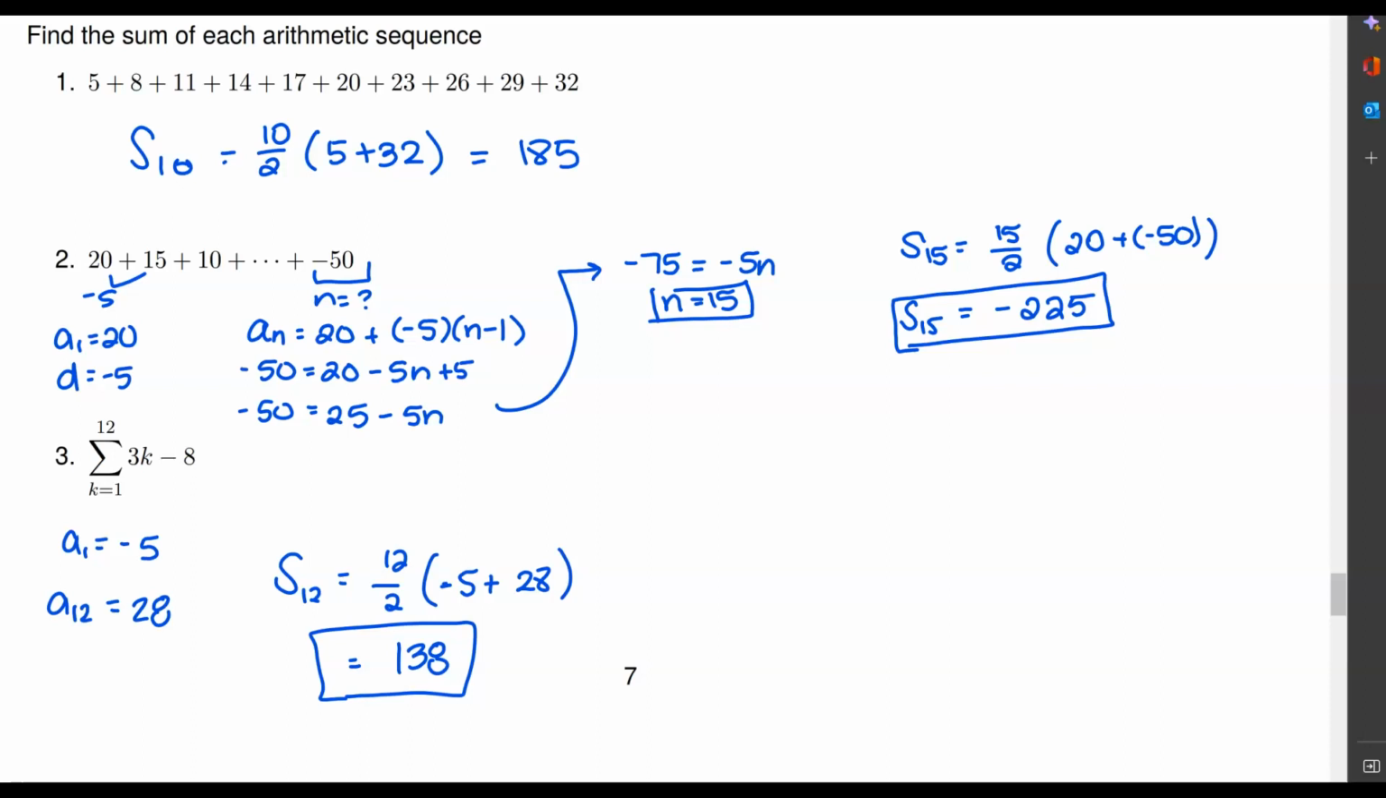All right, so for the first one, hopefully this was simple. We just had to count out how many we had. And in counting, we see that n is 10. So we're finding the sum of the 10 values. We have 10 over 2, 5 plus 32, our first and our last term, we get 185.